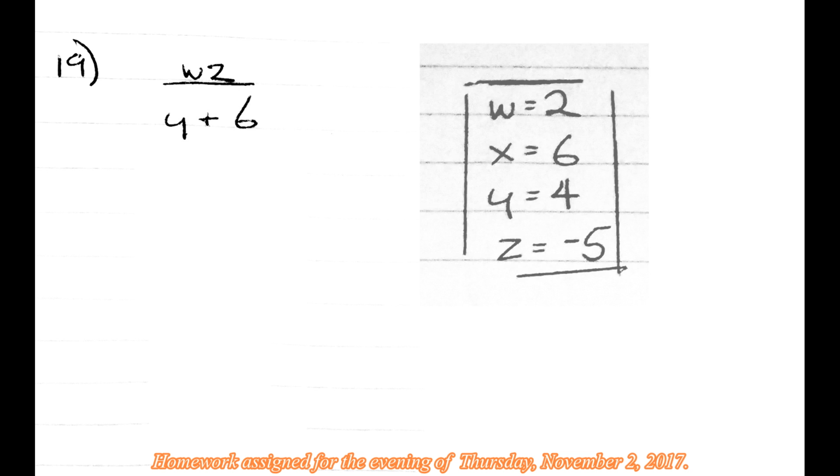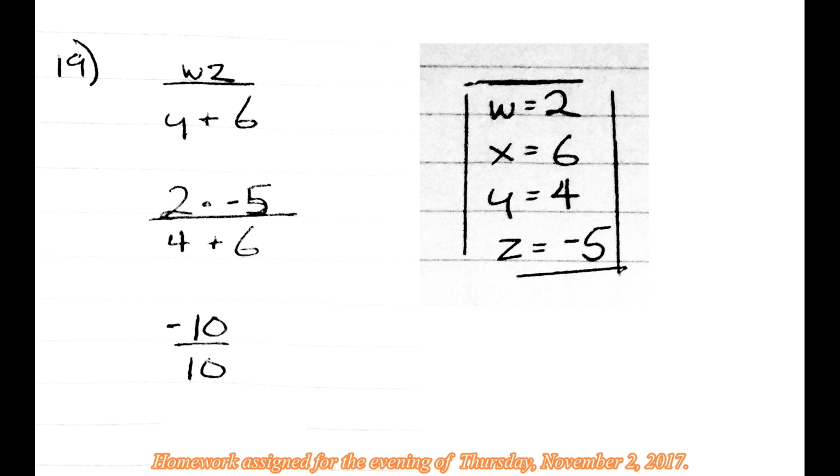All right, moving on to that last problem. For number 19, w times z divided by y plus 6. So again, we simplify the numerator, simplify the denominator, and then simplify. All right, so w times z is 2 times -5 divided by 4 plus 6.